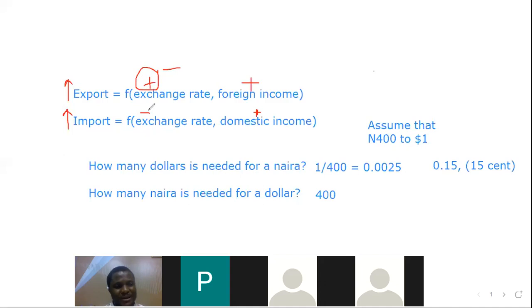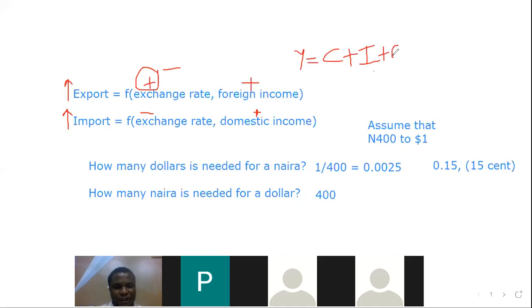While import will be negative. Why is it positive? When you increase exchange rate, that is what? Depreciation. When you devalue your currency, your goods become cheaper. When your goods become cheaper, export increases. And when you devalue your currency, import becomes expensive. When import becomes expensive, what happens? Import declines.